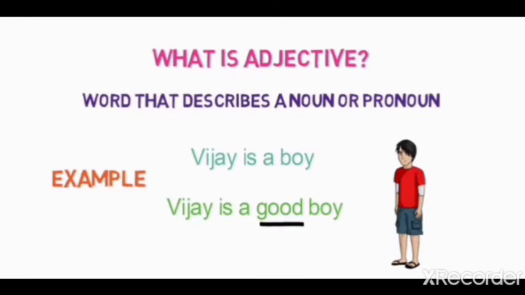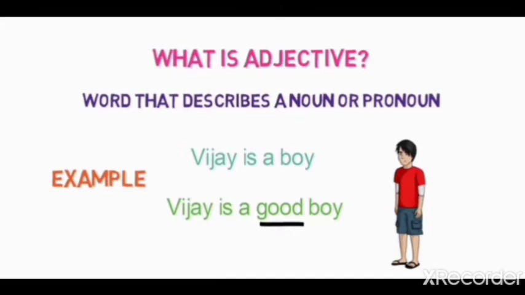Vijay is a boy. Here we can understand Vijay is a boy, but we are not able to get more details about what kind of boy Vijay is. Now let's see this example. Vijay is a good boy. Here we are describing the quality of Vijay by saying Vijay is a good boy. Good is an adjective here.